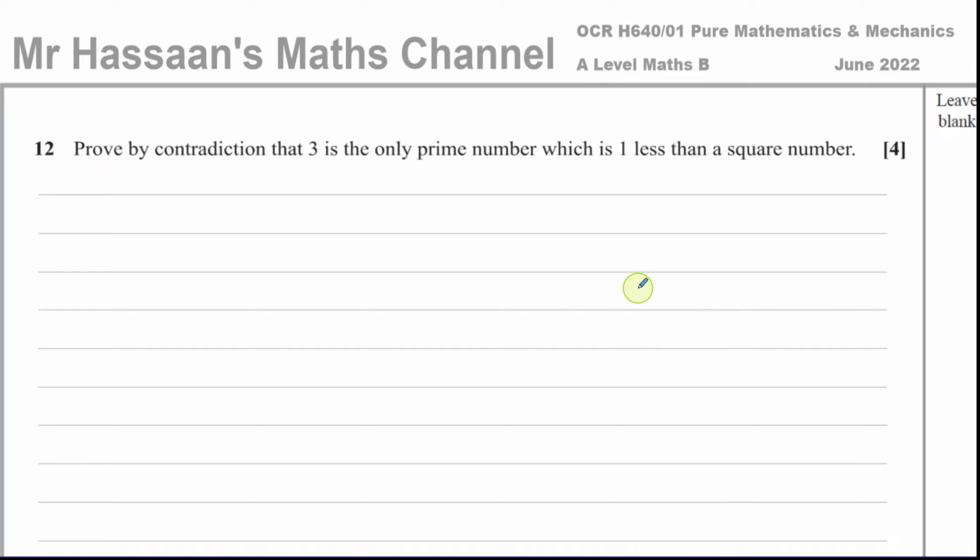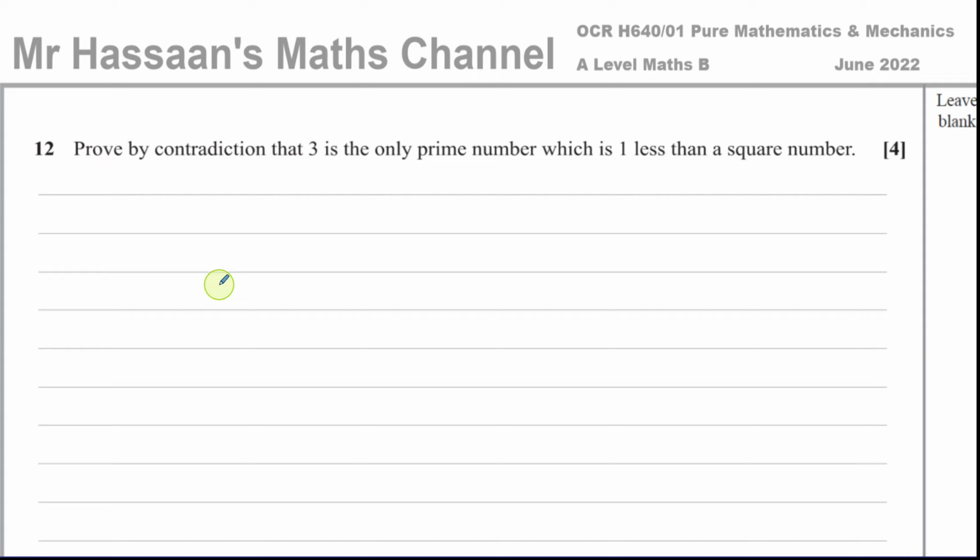I'm now answering question number 12 from this paper, which I don't normally go to. This is an OCR paper from the UK, the A-level Maths B paper, Pure Mathematics and Mechanics, June 2022. I have chosen this question upon the request of some students. As we know, proof by contradiction is in P4, so this will be under my P4 material. It's a topic which just started in, I think, 2020, so there are not that many questions on it.